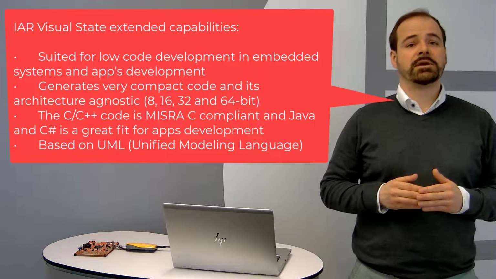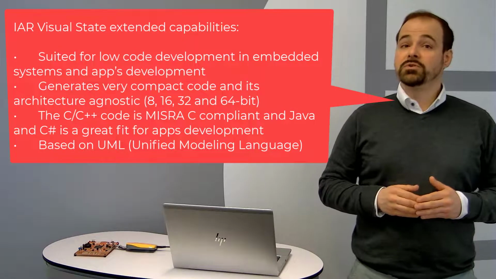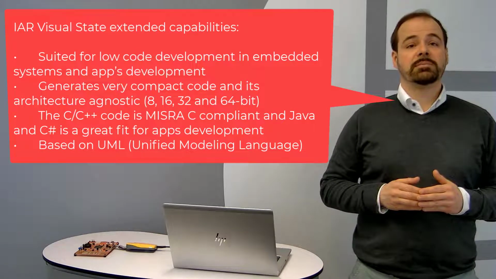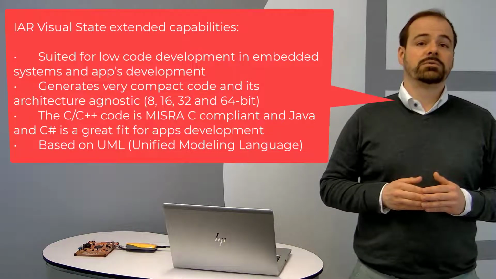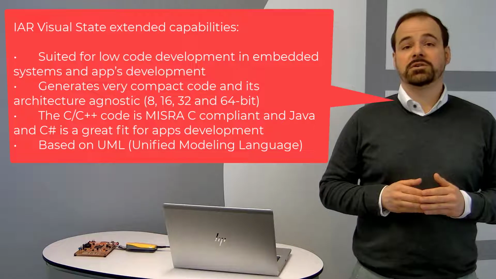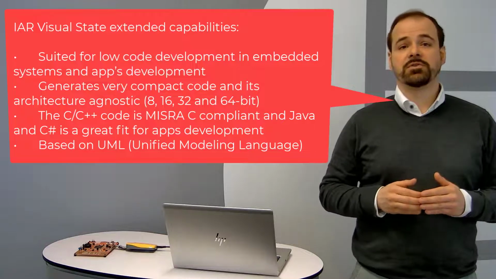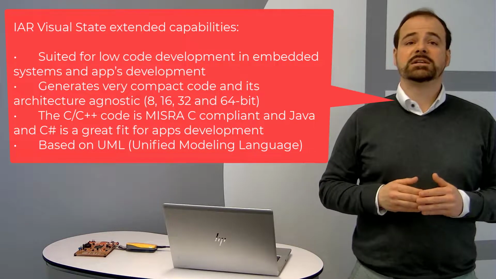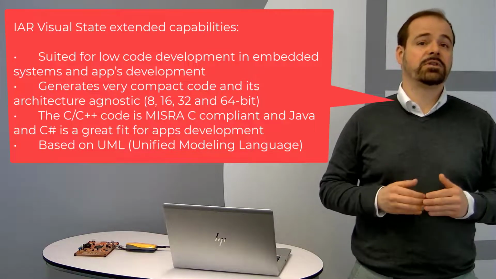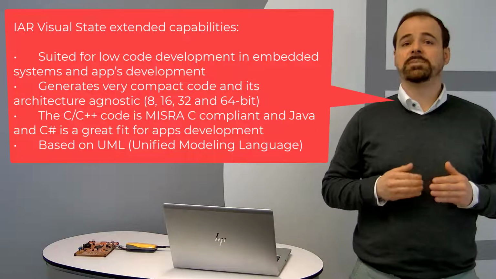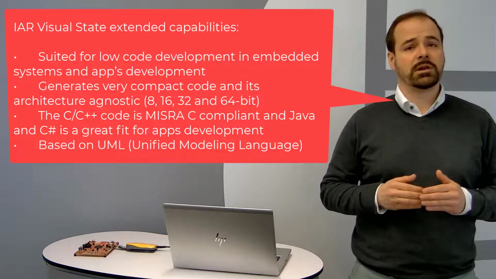Some of the extended capabilities worth mentioning, also displayed on the screen, are suited for low-code development in embedded systems and apps development. It generates very compact code, and it's architecture agnostic: 8, 16, 32, 64-bit, doesn't matter. The C and C++ code is MISRA C compliant, and Java and C# are a great fit for apps development. It's based on UML, Unified Modeling Language.